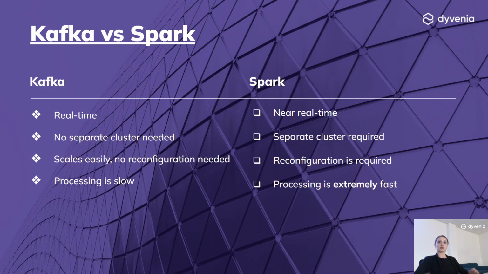Kafka scales easily. You don't need to reconfigure Kafka every time you make a change. Well, it's not true in Spark. You have to reconfigure your environment. Processing in Kafka is slow. You generally don't want to process a lot. You don't want to make a lot of changes in Kafka because it impacts the real-time part very hard, while Spark is extremely fast in terms of processing. It can do really magic with your data and your messages.